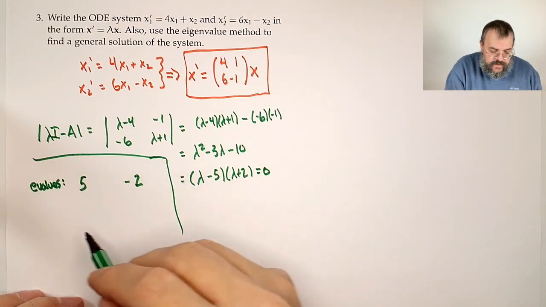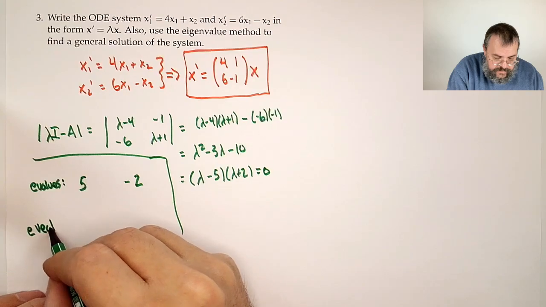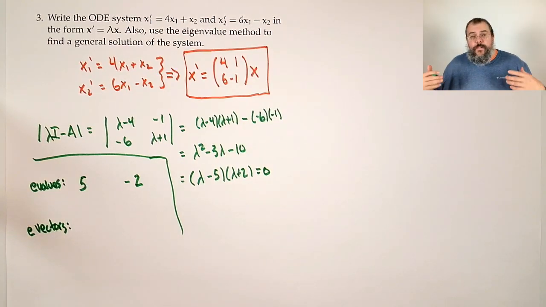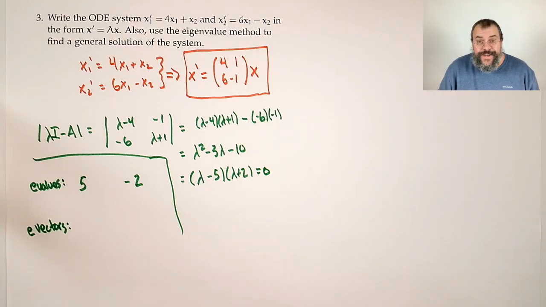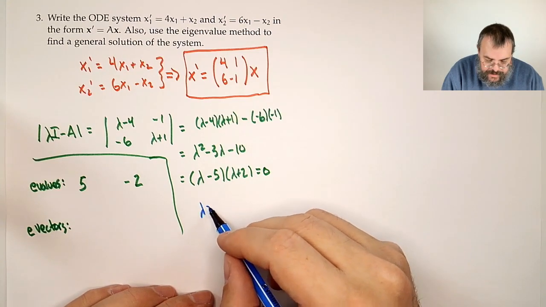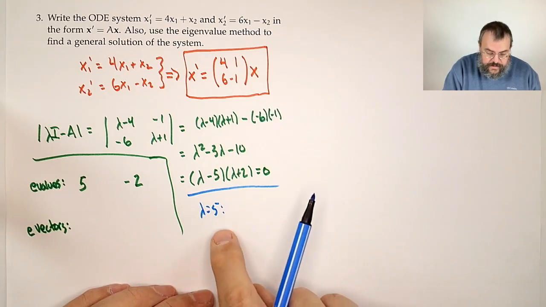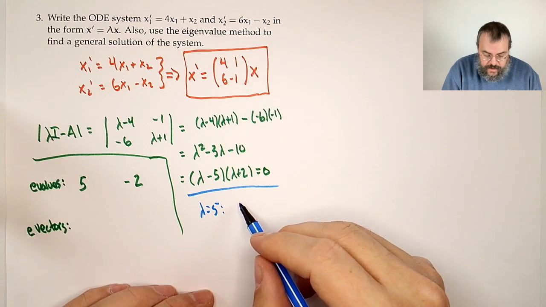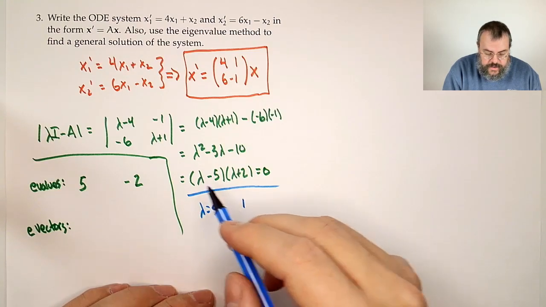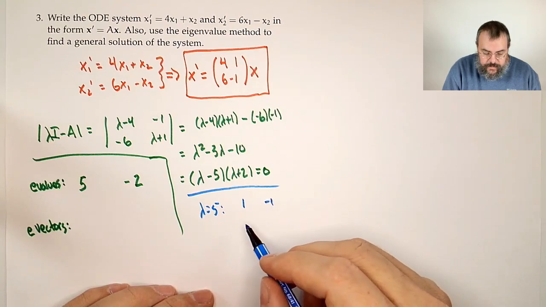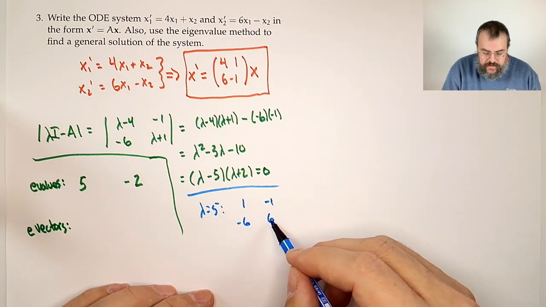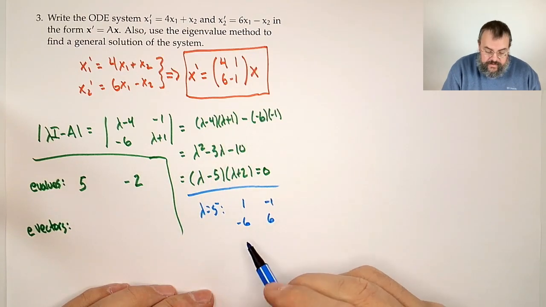All right. So now the next step is to say eigenvectors, because when we talk about the eigenvalue method, we also need the eigenvectors that go along with our eigenvalues. Well, how do we find those? Well, we set up our matrices. So let's start with lambda equals 5 and see what we get. So you can put in here, we have 5 minus 4, minus 1, and minus 6, and 6. So that's lambda I minus A.